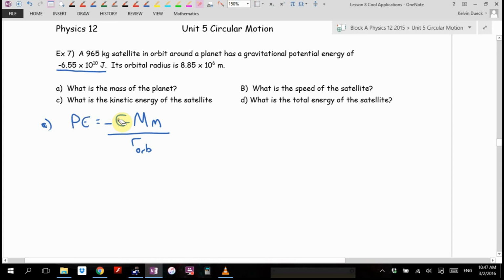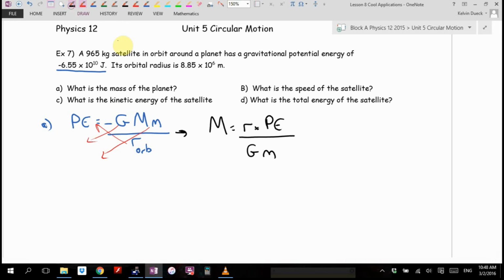Did they give me the potential energy in the question? Yeah? G, I know, 6.67. Do I know little m? Yeah? Do I know the radius of the orbit? Oh, hey, I can find the mass of the planet. How? I think it's going to be the mass equals R times the potential energy divided by big G little m. Is that right? That would move to there. Those would move down. Oh, but there's going to be a negative kicking around.